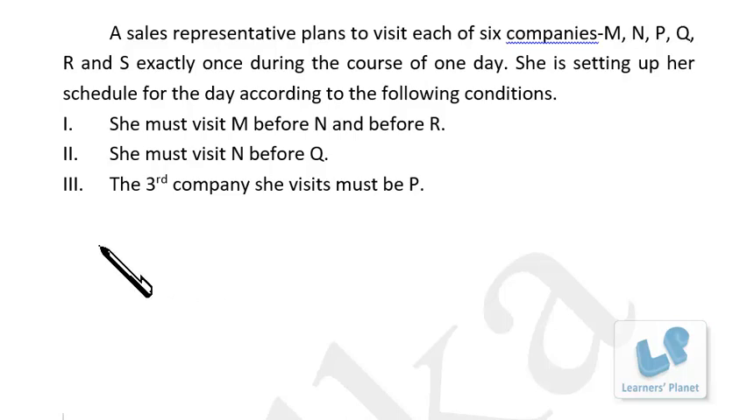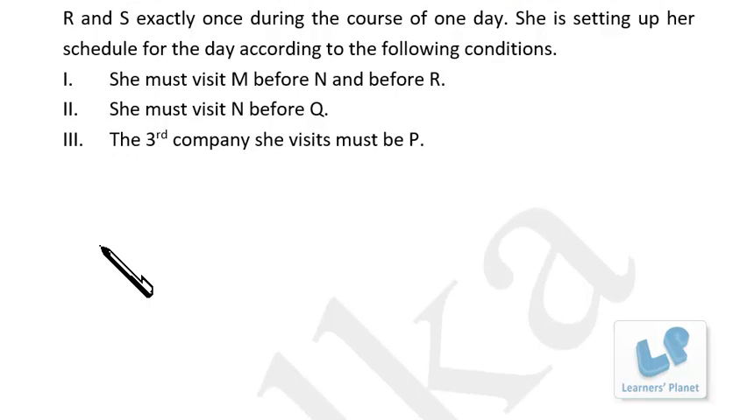A sales representative plans to visit each of the 6 companies M, N, P, Q, R, and S exactly once during the course of one day. She is setting up her schedule for the day according to the following conditions. She must visit M before N before R. She must visit N before Q. The third company she visits must be P.